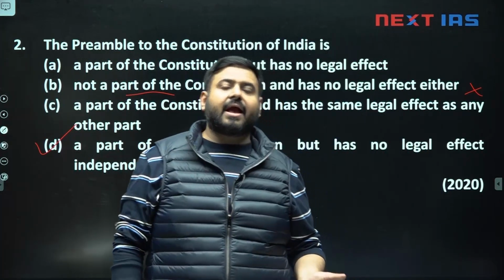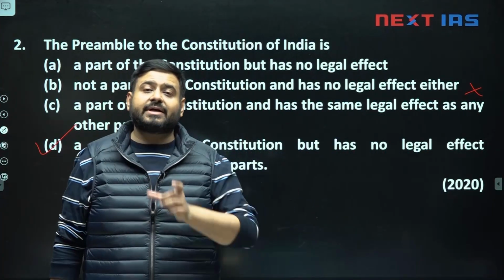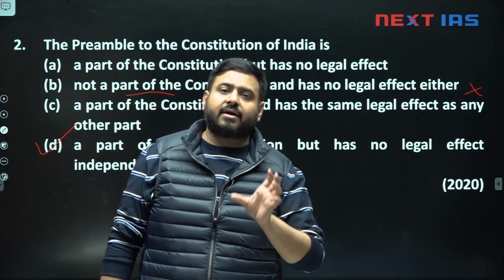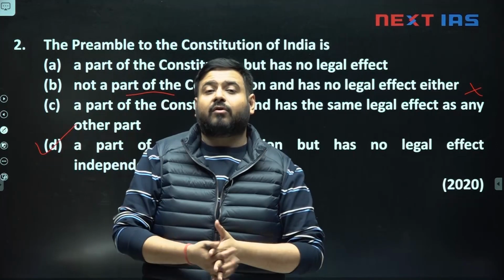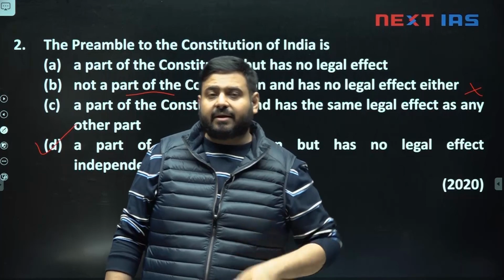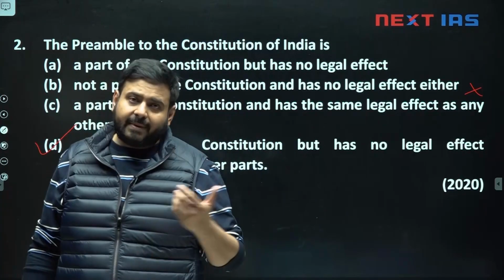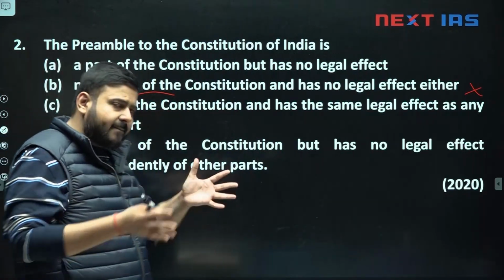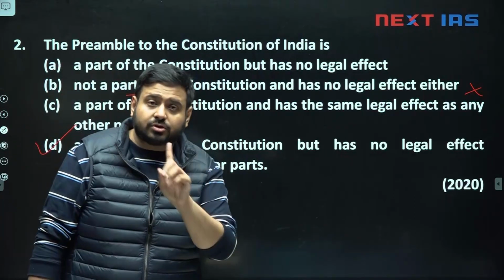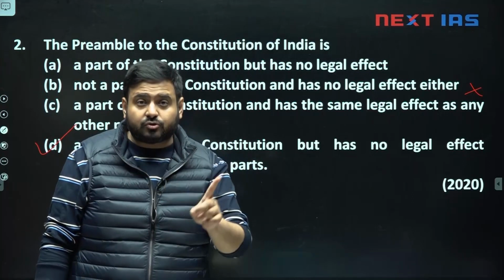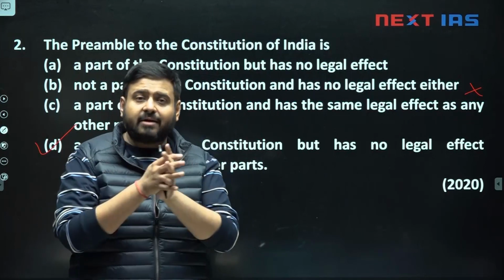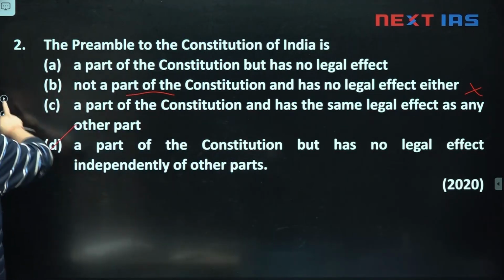If it is in application with some of the parts, for example DPSPs, they have a legal effect for the socialistic ideas, for the ideas of fundamental rights. We have implementation of the liberty that is mentioned in the preamble. So independently it does not have a legal effect, but combined it may be used as a source, but maybe it is not a source. Be very clear, not a source, but independently not a legal effect, but combined maybe. So the answer will be D.